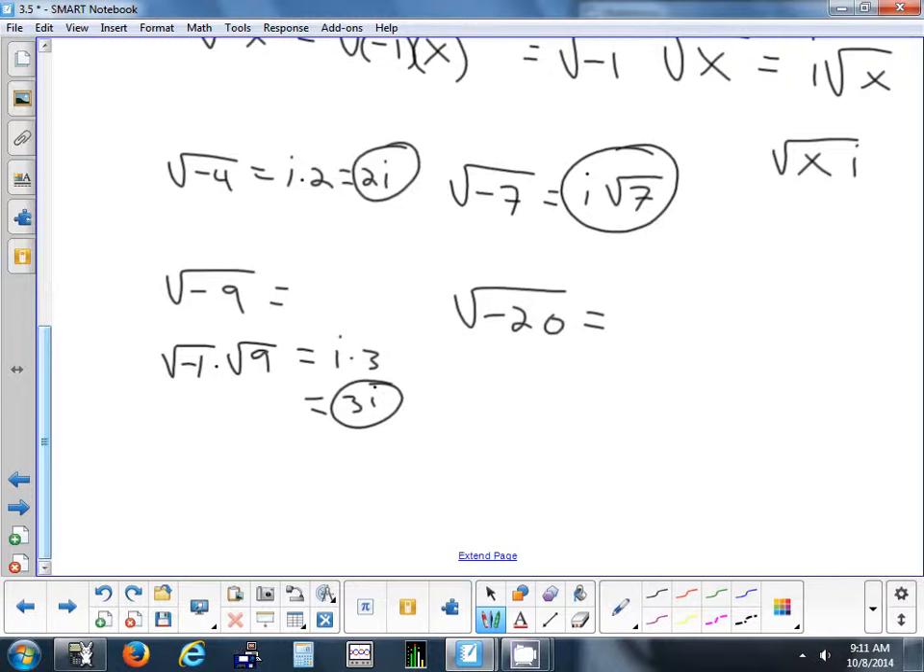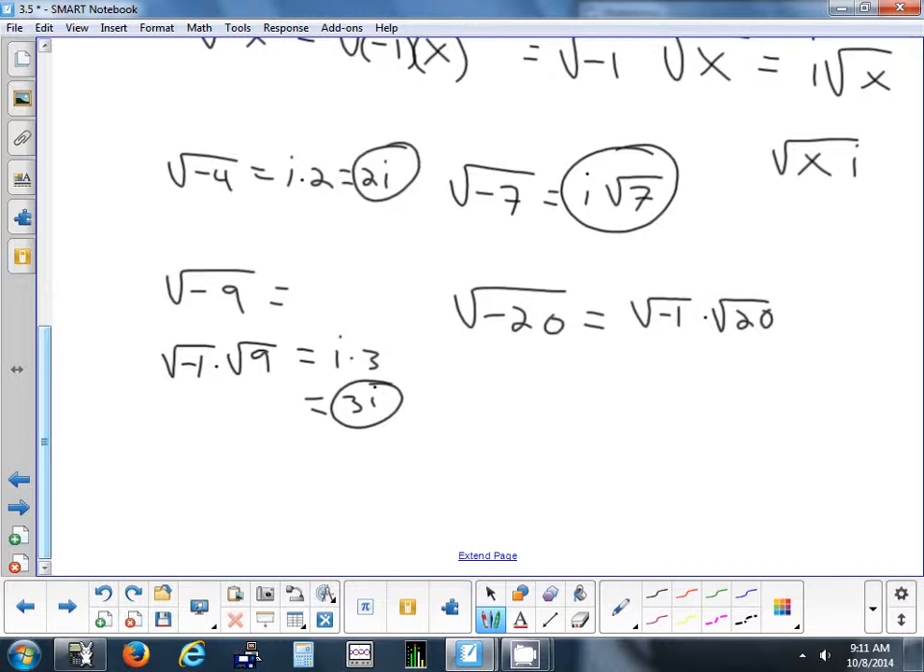And how about this one? The square root of negative 20. Yep. 2i times the square root of 5. Right, can you explain what your first step would be, how you got that? I see it as negative 1 times 20 inside the box. Okay, so you could split it up like that.